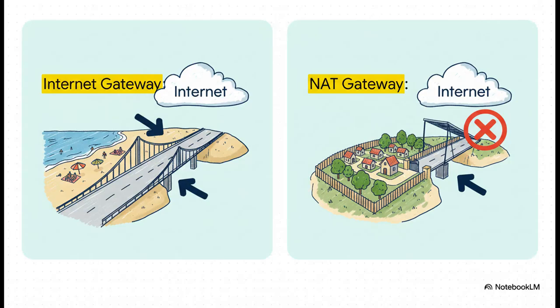So, to really nail down the difference, the Internet Gateway is for your public zones, and it allows traffic to flow in both directions. The NAT Gateway is for your private zones, and it only allows traffic to flow out. This combination is absolutely fundamental to building a secure cloud architecture.